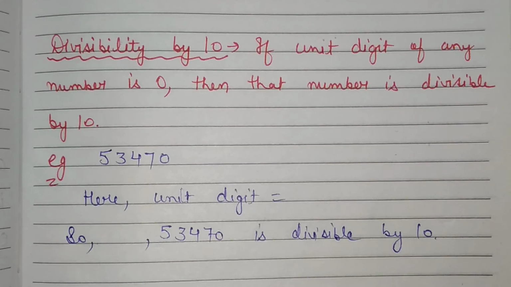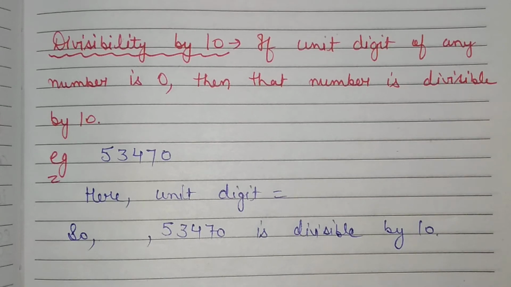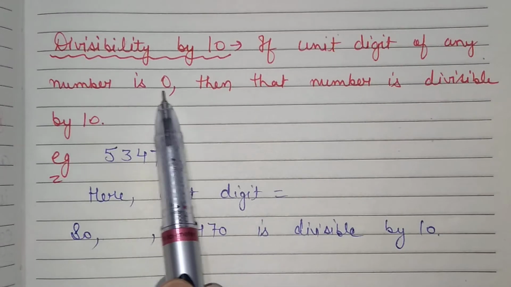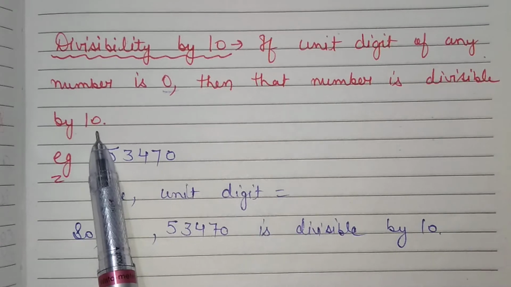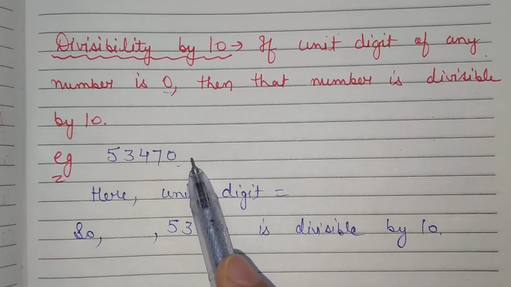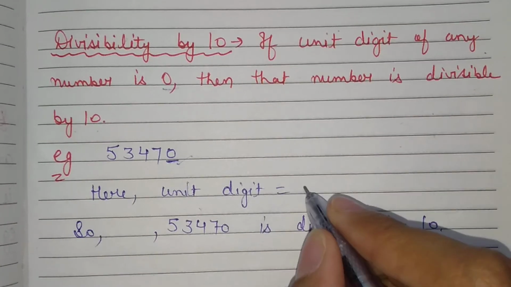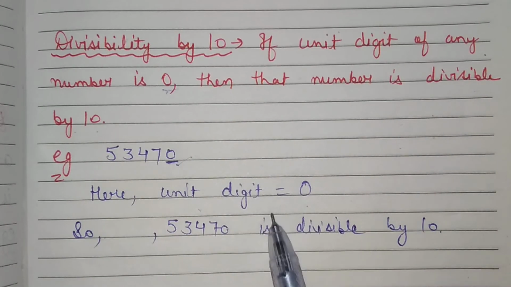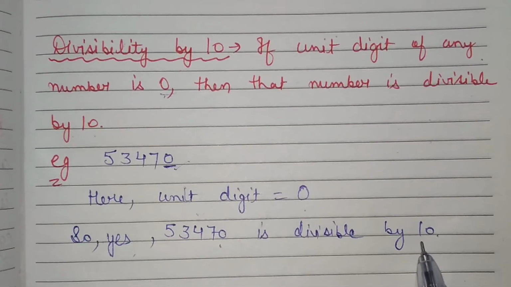Next we shall understand how to check divisibility by 10. Again, same method, but the list of numbers will be different. If the unit digit of any number is only 0, then that number is divisible by 10. Example I have taken here, 53470. Here we can see the unit digit is 0 and 0 is there in the list of only one number. Unit digit is 0, so yes, this number is divisible by 10.